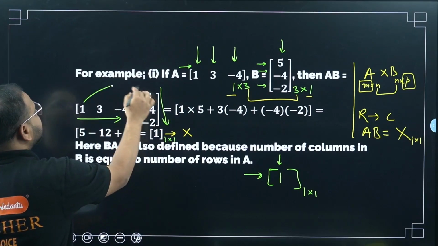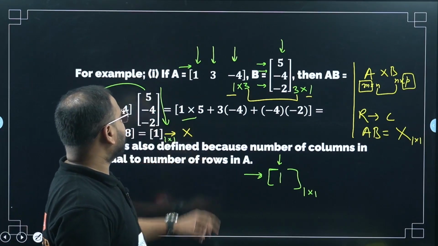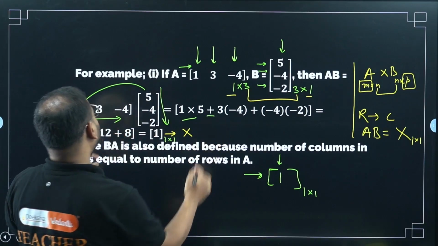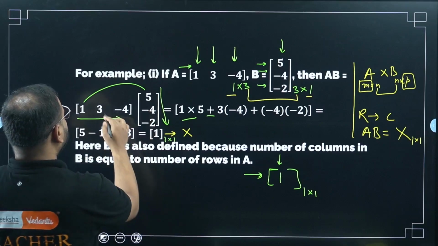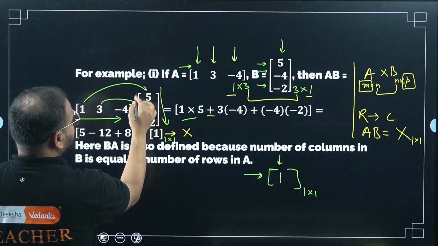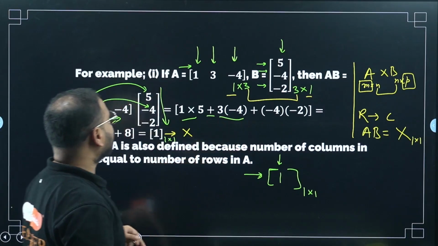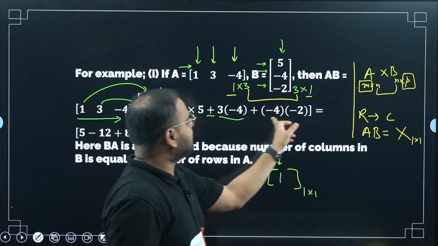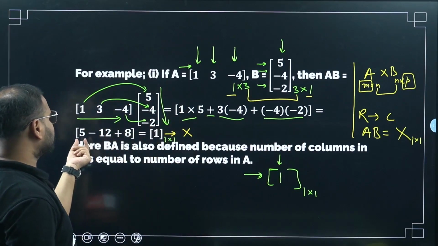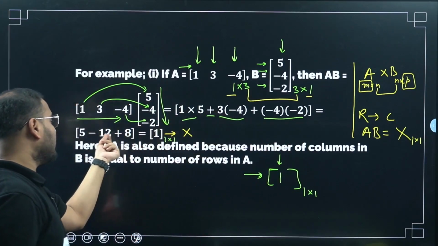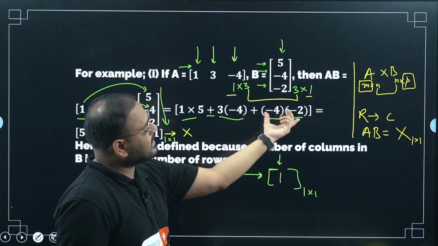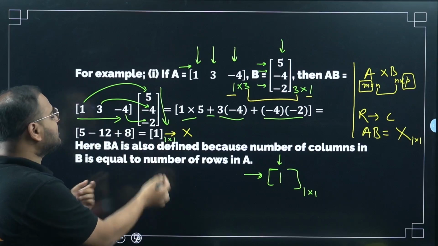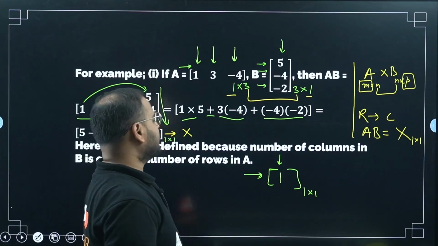So see, 1 times 5. Then you'll have to add this with 3 times minus 4. Then again, add it with minus 4 times minus 2. If you do that, what are you going to get? 1 times 5 is 5. 3 times minus 4 is minus 12. 4 times 2 is 8, and minus becomes positive, so plus 8. 5 plus 8 is 13. Minus 12 is 1. So the answer is 1.